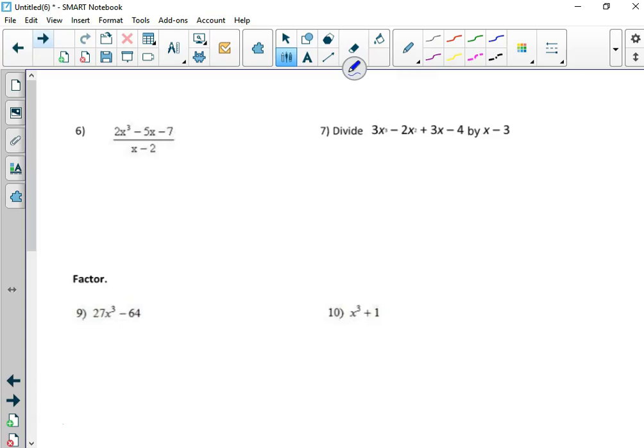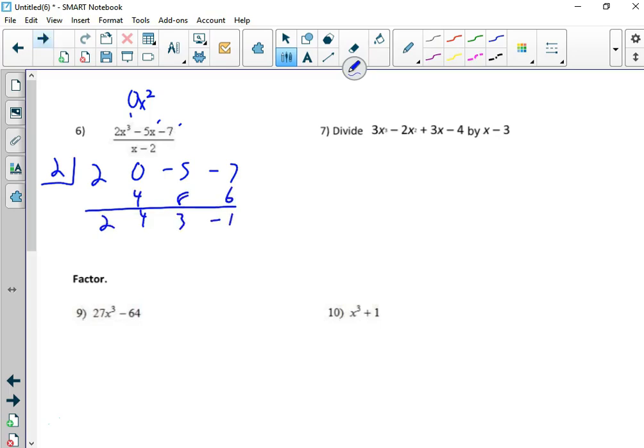Okay, number 6. I have a 3, I have a 1 and a constant, but I do not have a squared term. The number in the box is 2, so I have 2, 0, negative 5, negative 7. Drop down to 2, multiply, add, multiply, add, multiply, add. I start off with cubic, so my answer is going to be quadratic. 2x squared plus 4x plus 3 plus negative 1 over my original divisor of x minus 2.